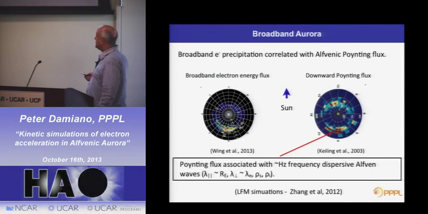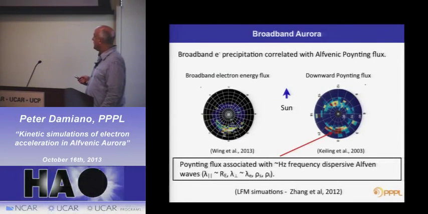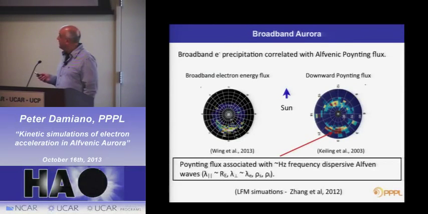And this was looking at the Alfvénic Poynting flux associated in global simulations with reconnection. The tail was also illustrated with LFM studies, which shows a very similar signature as in the Keiling study.